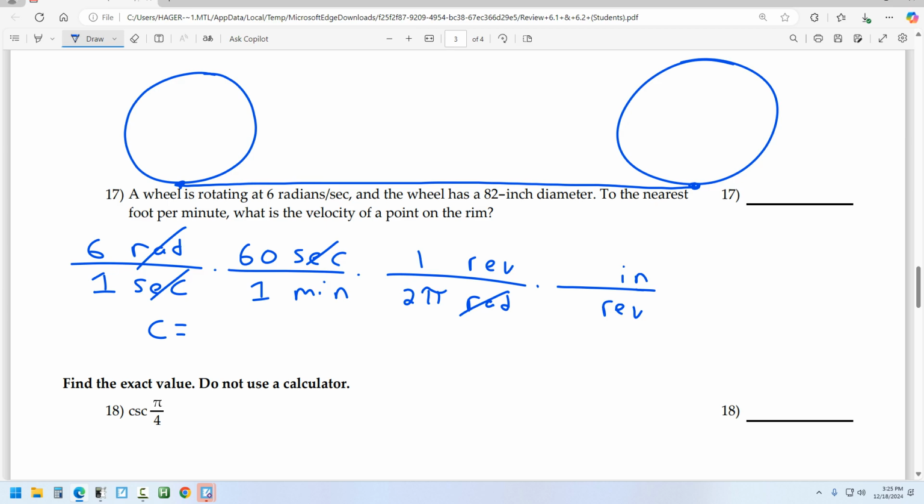C equals 2 pi r. Okay. So now let's fill in our problem, and let's find the circumference. We've got 2 pi times, what's the radius? The radius of this is 82. That's the diameter. That's the diameter, yeah.